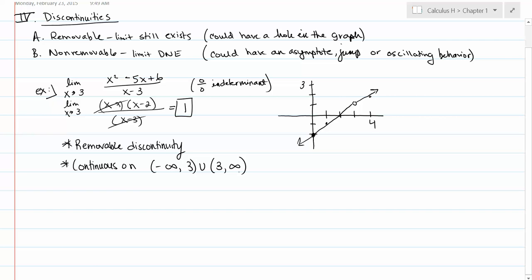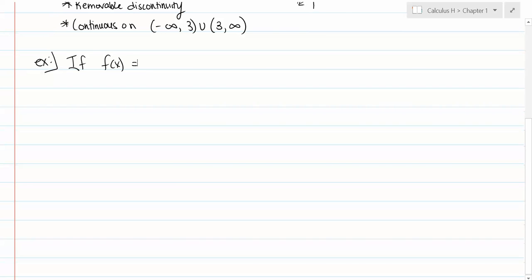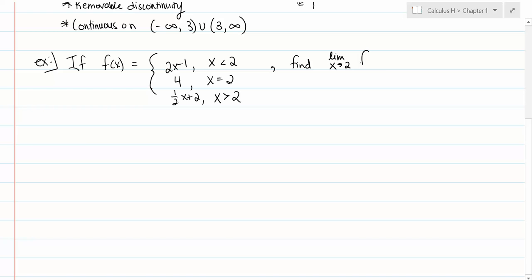All right, look at another example. Let's do a piecewise function. All right, so first let's look at the function just itself. So if f of x equals, and there's going to be 3 pieces to this one, 2x minus 1 if x is less than 2, 4 for x equals 2, and then 1 half x plus 2 when x is greater than 2, and I'm going to ask you to find the limit as x approaches 2 of f of x.